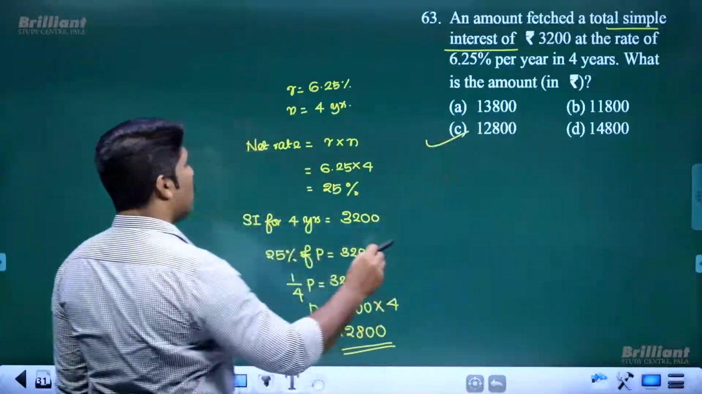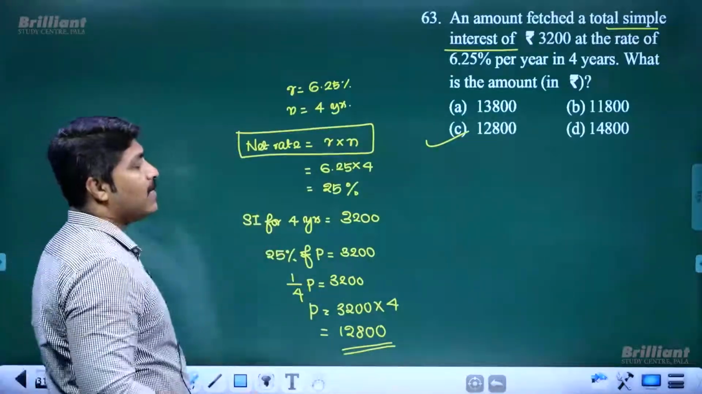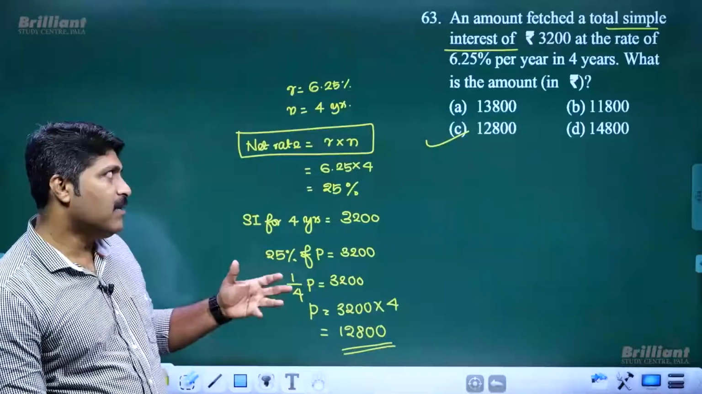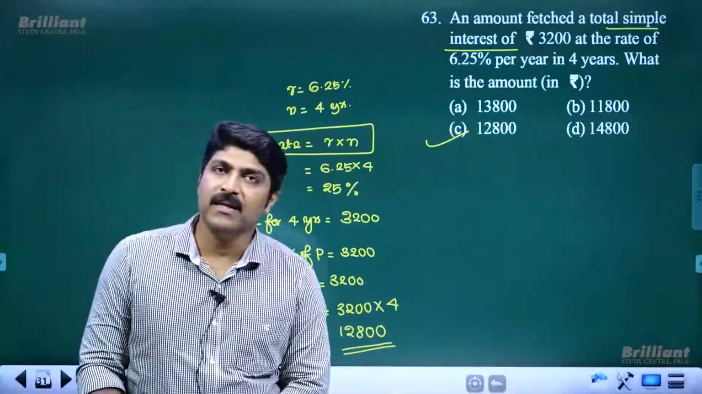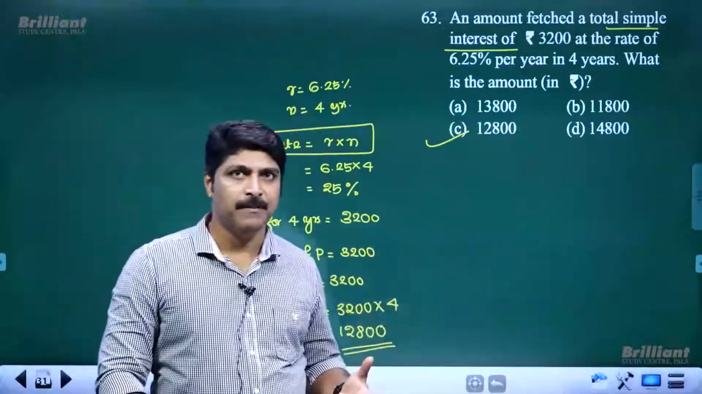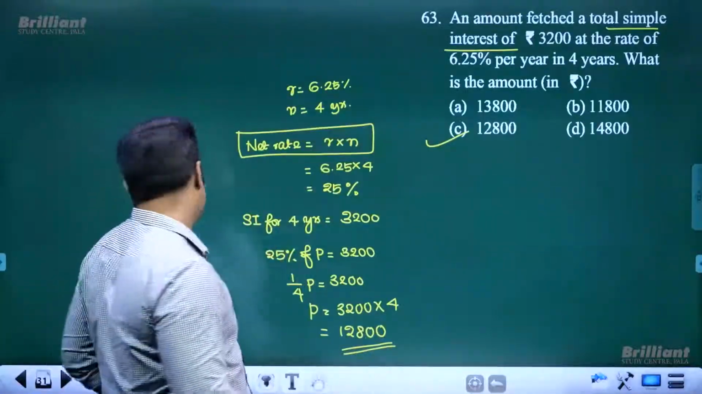So this is the case of net rate. You have to keep this point in your mind, how to find the net rate in the case of simple interest. Never be confused if we are dealing with compound interest. How to find net rate there? That's slightly different. That's the case of successive variation. But if it is the case of simple interest, we can directly multiply like this.